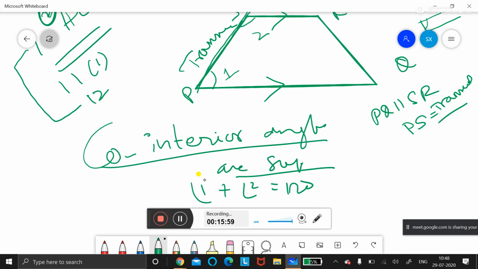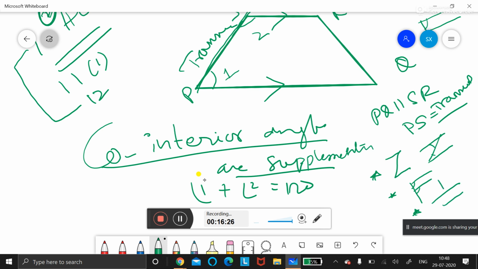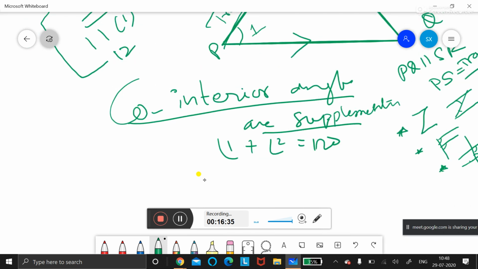These are the conditions of parallelism. I taught so much. First we learnt alternate interior angles, Z shape. If two sides are parallel, alternate interior angles are equal. Second, we learned corresponding angles, F shape. Third, co-interior angles are supplementary. They are called allied angles, angles on the same side of the transversal, which add up to 180. We did all that in 7th and 8th standard. You have to use this property in the 10th sum.